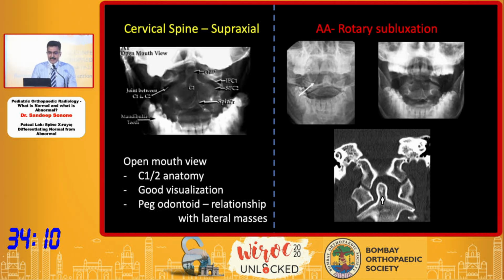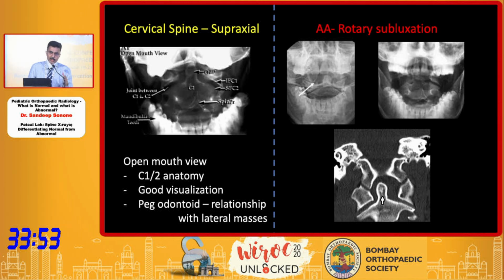Certain X-rays like the open mouth view, which is relatively difficult in a pediatric age group, but you can still try, delineate the C1, C2 anatomy better. The space between the C1 lateral masses and the C2 lateral masses is better delineated on the open mouth view.